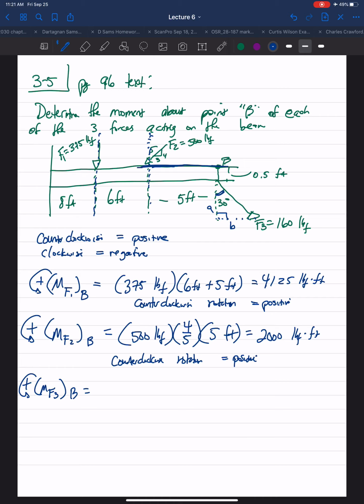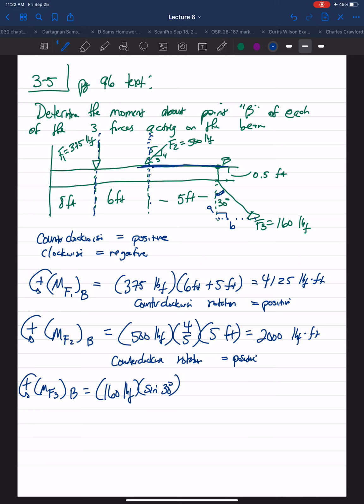The magnitude of F3 is 160 pounds force. So we have 160 pounds force times the sine of 30 degrees. Once again, that gives us the horizontal leg.